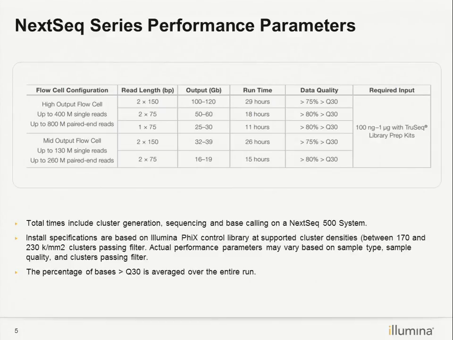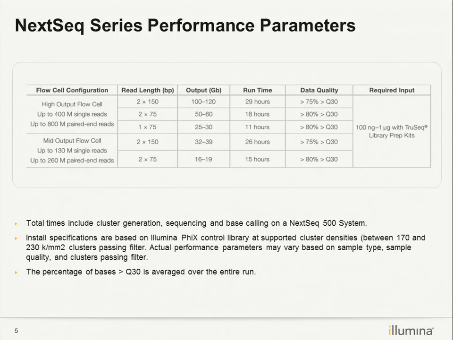And just a reminder that the recommended cluster density on the MiniSeq system is between 170 and 230 K per mm squared. This is much different from what you get from the HiSeq or MiSeq, which is near 1,000 K per mm squared. It's because the design of the flow cell is different.